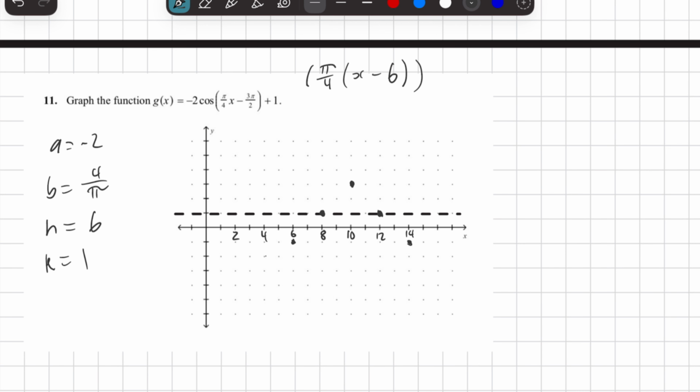You can check your amplitudes to make sure that they go up by 2 each time, because the amplitude is the absolute value of whatever your stretch is. The negative just tells you if it's going to be reflected. So this should go up 2, which it does, and this should be down 2, which it is, and this should be down 2, which it is. So all of that is right. Now you can go ahead and draw your curve like so.